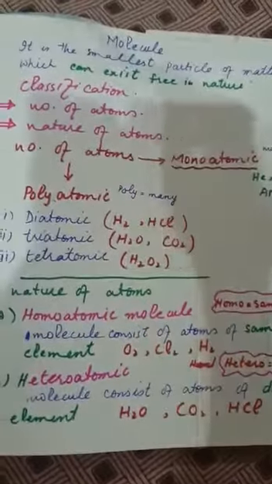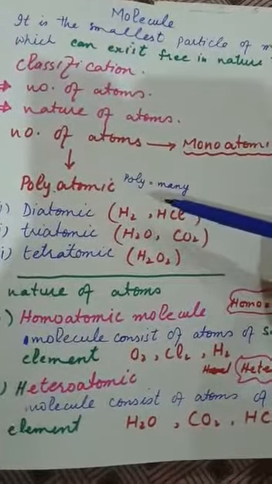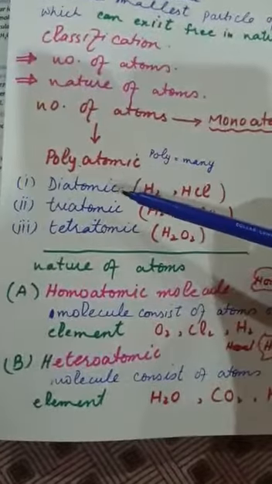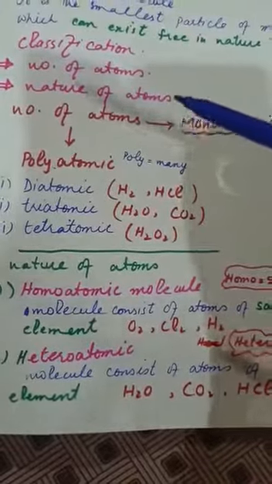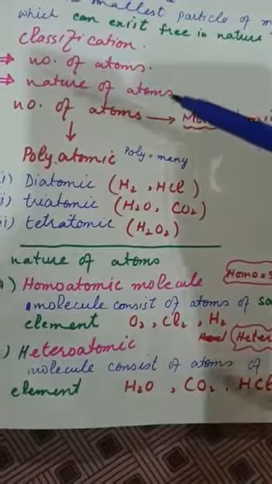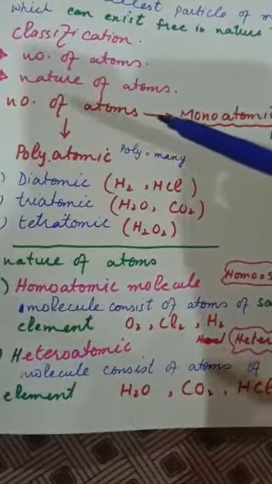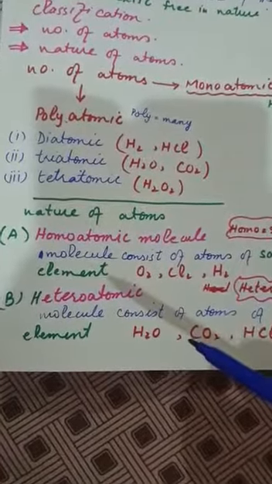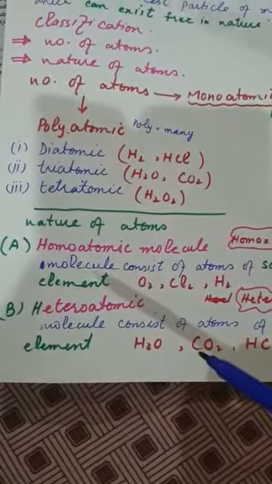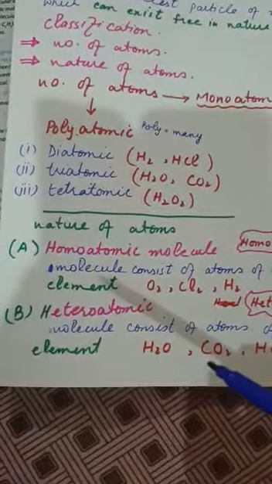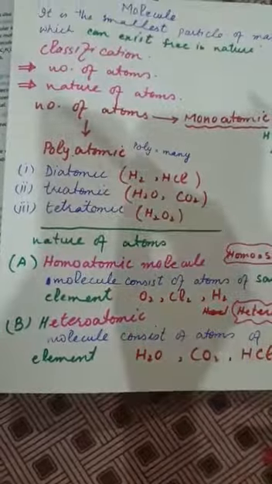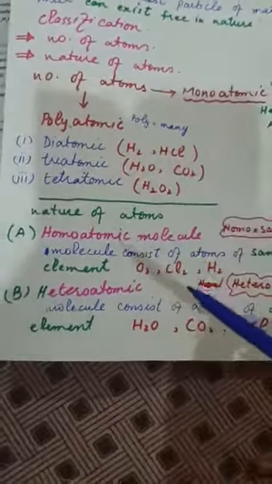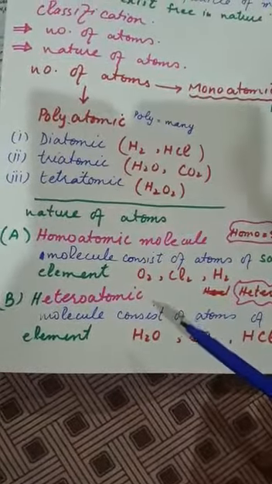So this is the classification which is based on the number of atoms, that is monoatomic molecule and polyatomic molecule. In this classification you will count the number of atoms which are present in a single molecule. In this classification you will check the nature of the elements which are present in a molecule. So it's the classification based on the number of atoms and it's the classification based on the nature of atoms.